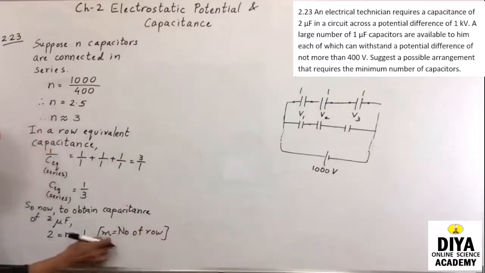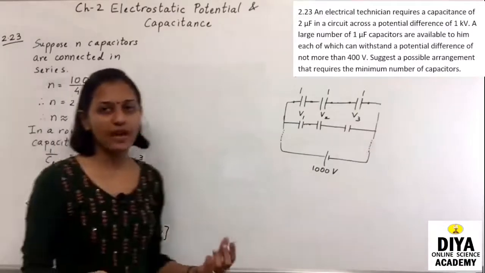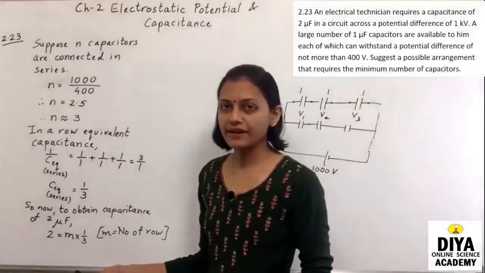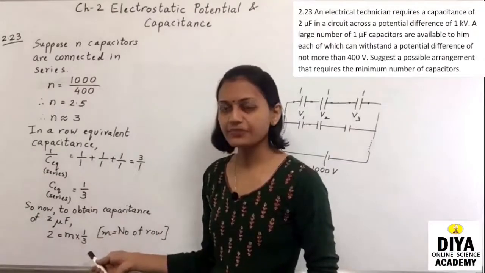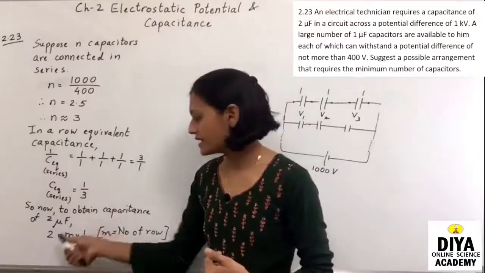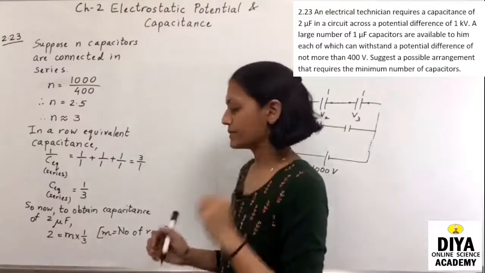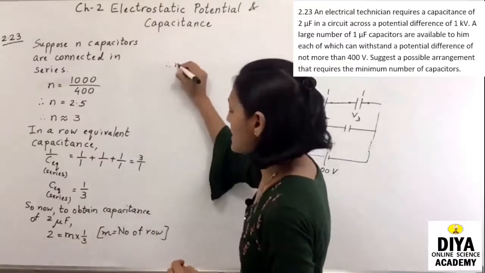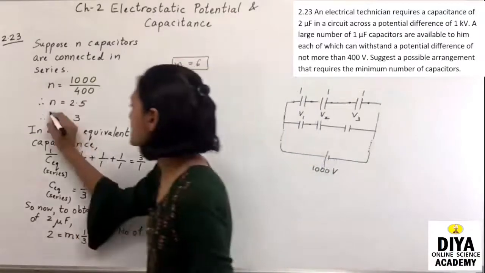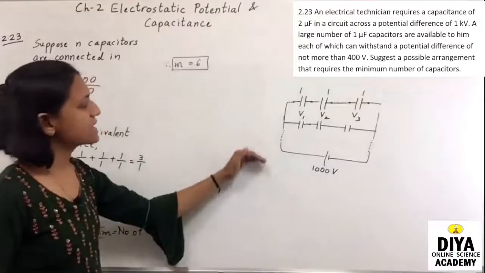We know that equivalent capacitance in parallel is equal to addition of the capacitors. So let's say m rows are there, so m times it will get multiplied, right? 1 by 3 plus 1 by 3. So 2 into 1 by 3 or 1 by 3 plus 1 by 3 plus 1 by 3, that means 3 into 1 by 3. So by this combination you should get 2 microfarad capacitance. So it says m equals 6. So in series you should connect 3 capacitors and you should make 6 such rows.